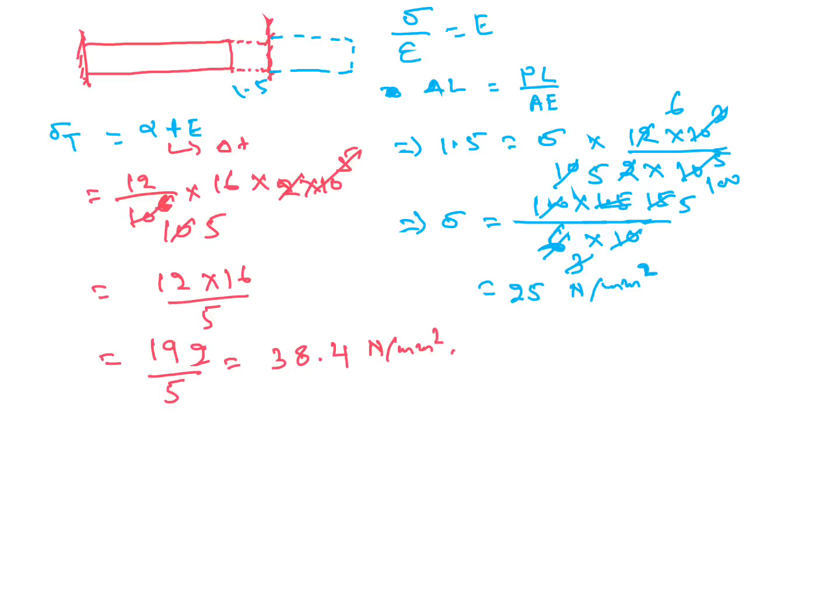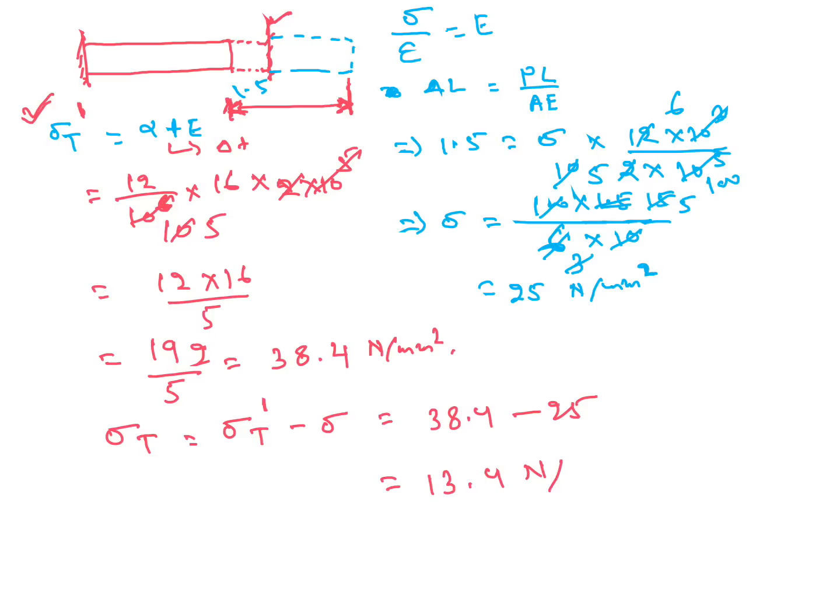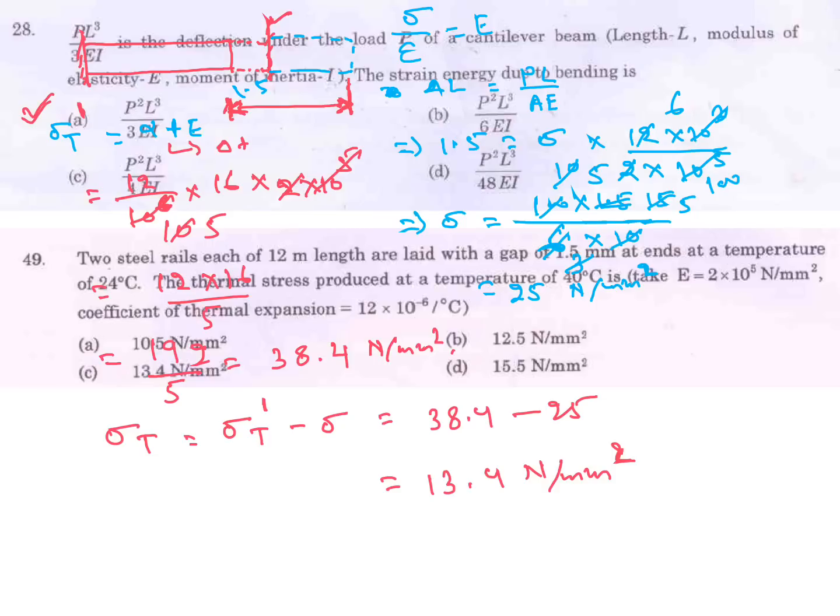So the actual thermal stress, this is without this barrier. If it will expand from this to this, if the gap is not there, then this thermal stress you will get. Gap is there, so let it be sigma T dash minus that axial stress due to that gap: 38.4 minus 25. So we get 13.4 Newton per mm square, or megapascal. From here see the answer.